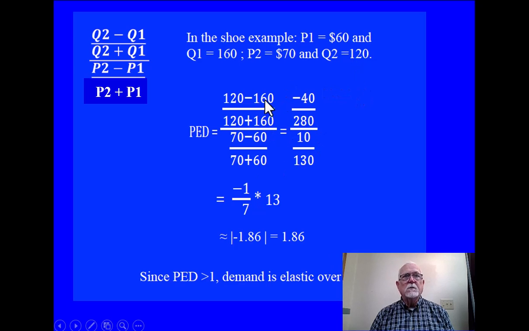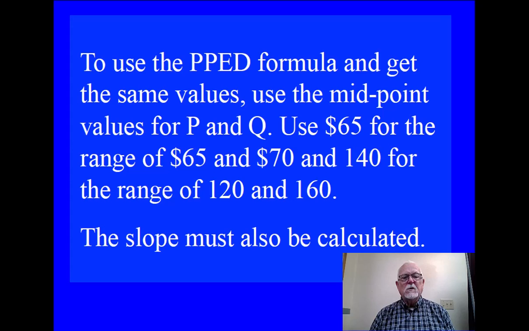So doing the calculations, and you can stop this if you want to look at all the calculations, I'm using the arc formula for elasticity, and that's the one that's in the e-text, I do believe. You'll see that the value comes out in absolute value to be approximately 1.86. Now that's greater than 1, so we would say that demand is elastic over this range for this particular type of shoe.